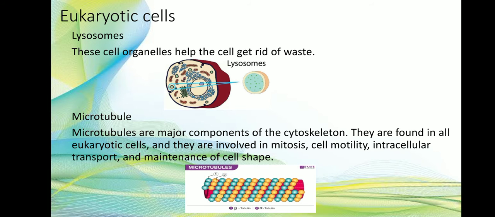Microtubules are major components of the cytoskeleton. They are found in all eukaryotic cells, and they are involved in mitosis, cell motility, intracellular transport, and maintenance of cell shape. They provide the rigid, organized components of the cytoskeleton that give shape to many cells, and they are major components of cilia and flagella.